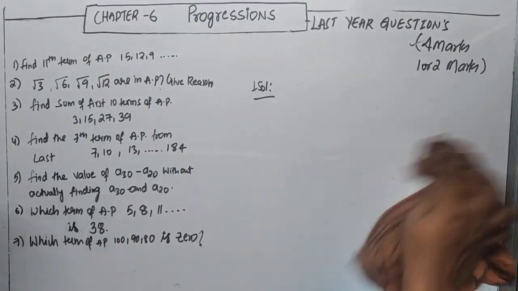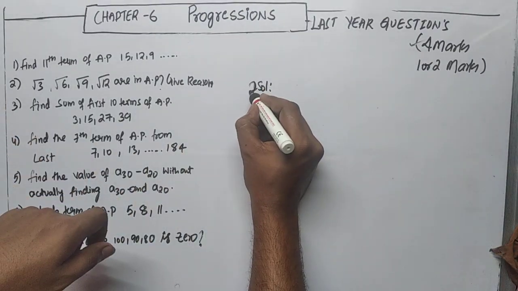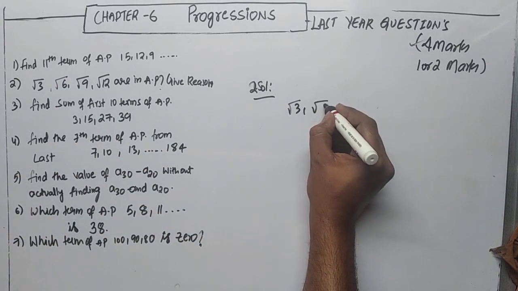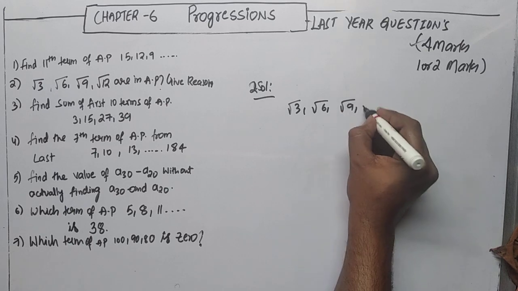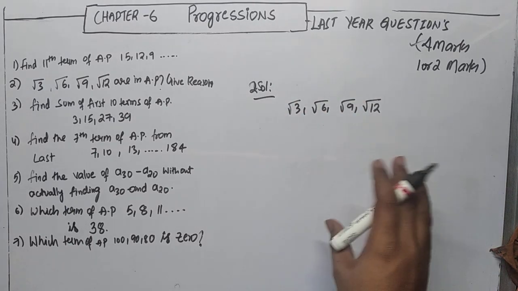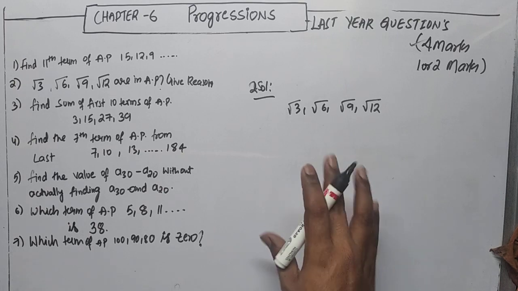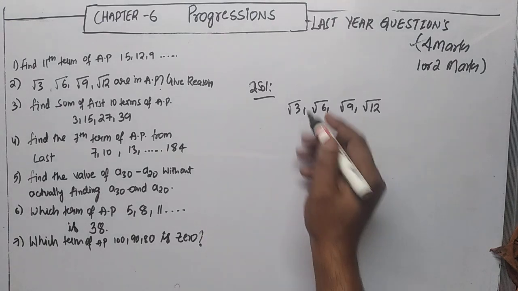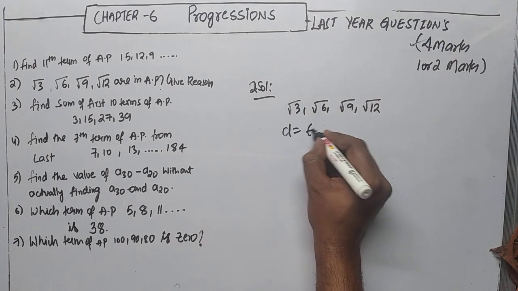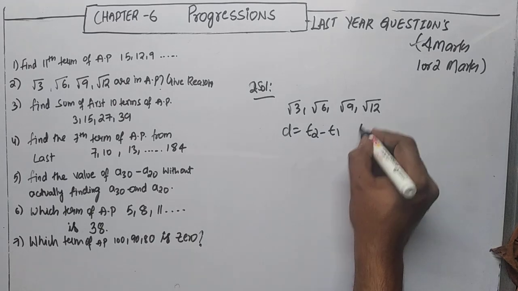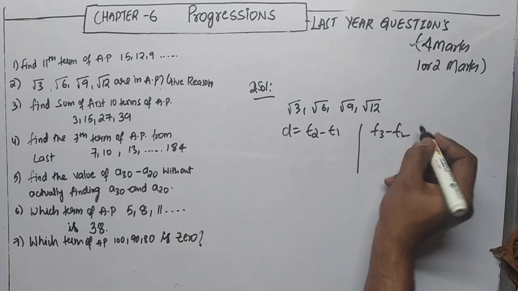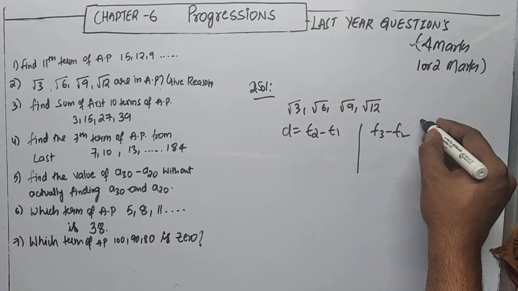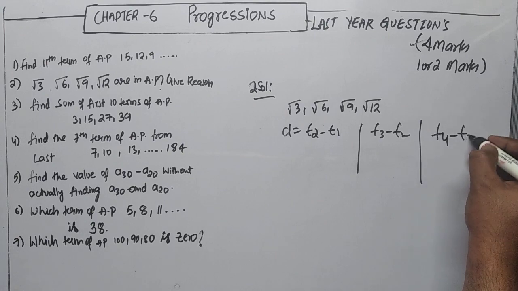So in the second question, we have to find whether these are in AP or not. If any question is asked related to this, that is, if he asks whether the given series or the list of numbers is an AP or not, what do you have to do? You have to find the common difference. D value is second term minus first term, or third term minus second term, or fourth term minus third term. So all values should come the same if it is an AP.